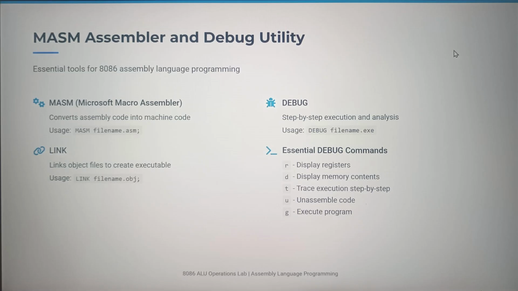What is debug? Debug is step by step execution. It goes step by step, checks if there are any errors in your file or not, and provides us with what all errors are there. So we use it as debug file name .exe.